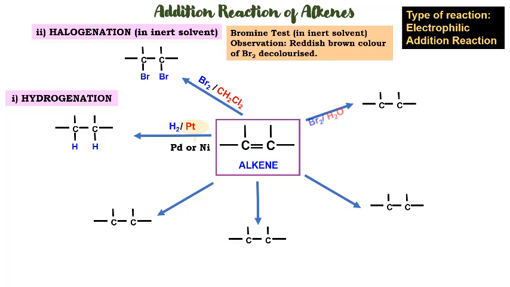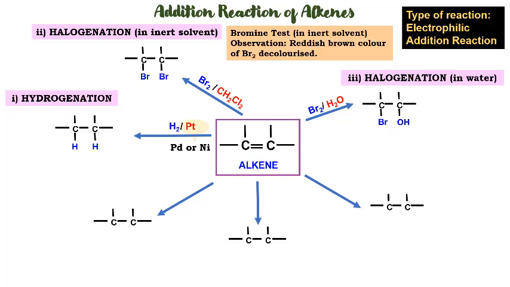If water rather than inert solvent is used as the solvent, the product of the reaction will be a vicinal halohydrin. A vicinal halohydrin is an organic molecule that contains both a halogen and a hydroxyl group bonded to neighboring carbons. This halogenation in water reaction follows the general rule for electrophilic addition reactions, which is the Markovnikov rule.